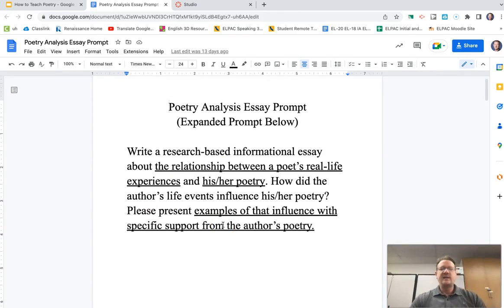Write a research-based informational essay about the relationship between a poet's real-life experiences and his or her poetry. How did the author's life events influence his or her poetry? Which means there's going to be some research with this. Not some. There's going to be a lot of research with this essay. Please present examples of that influence with specific support from the author's poetry. So they need to go into the poetry and find specific support for what you're trying to argue.